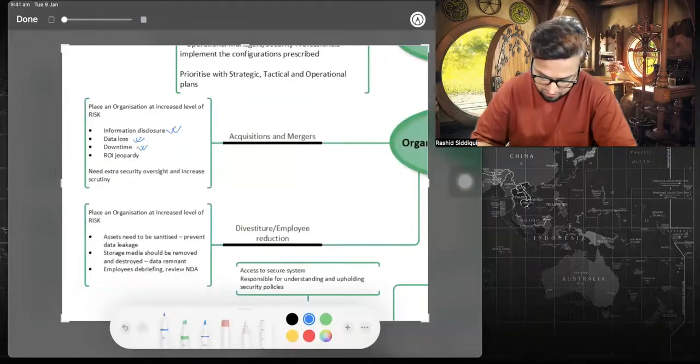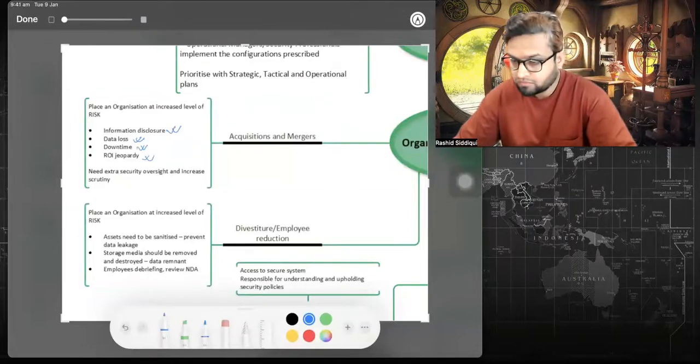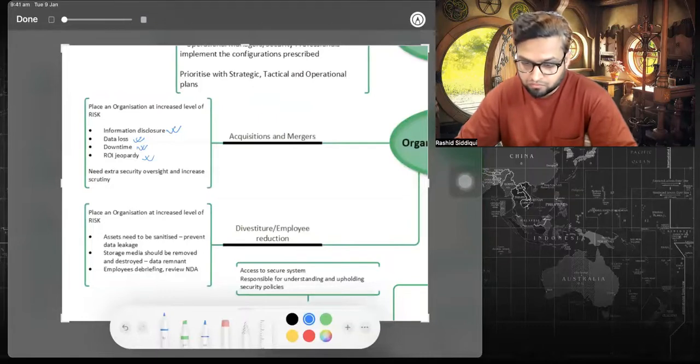Return on investment can get impacted. This relates more to the financial aspect of acquisition and merger. But in terms of security governance or information security as well, if there is data loss or information disclosure, and if there's a lawsuit, these kinds of things also impact finances. So we need extra security oversight and increased scrutiny when we are doing any merger and acquisition. Similarly, when we are reducing our headcount, or we are getting rid of some of the business, that also places an organization at an increased level of risk.